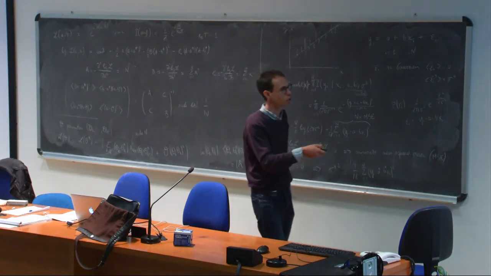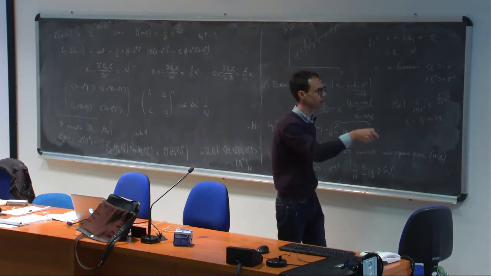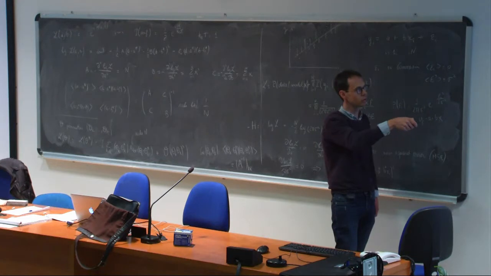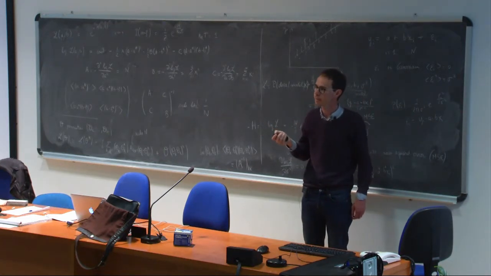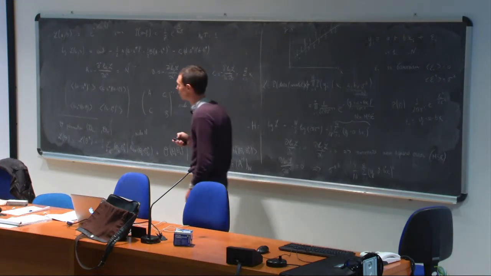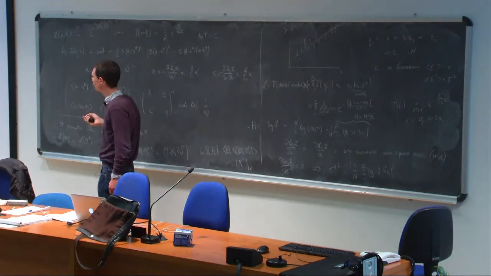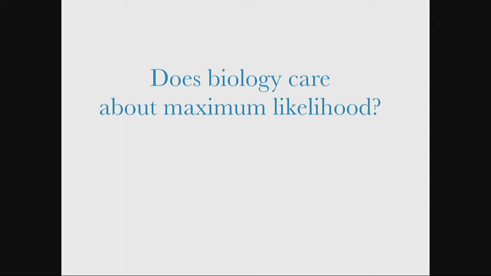So for the frog, it's very important because then it will throw its tongue at the insect and get it. And to do this task precisely, it absolutely needs to have a model of where the fly is going. So this will be what we see next. Does biology care about maximum likelihood?